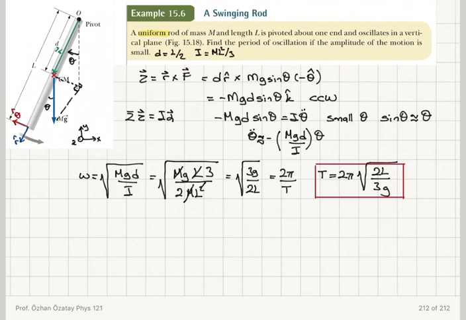Okay, so basically, knowing this result, omega is equal to square root of mgd over I, for any setup where I have a rigid object that is pivoted at a certain point, I can use this result in order to calculate the angular frequency and the period or frequency of small amplitude oscillation.